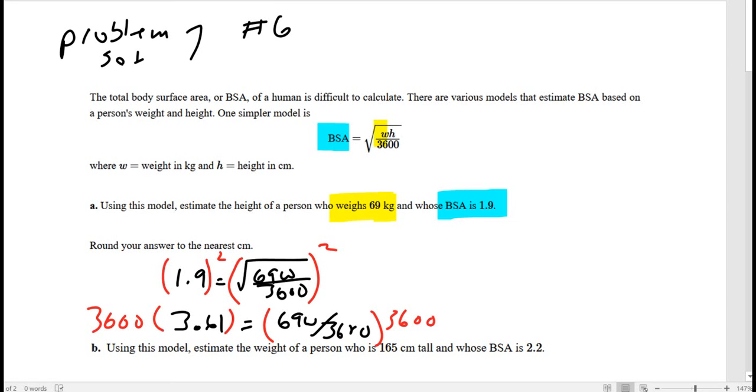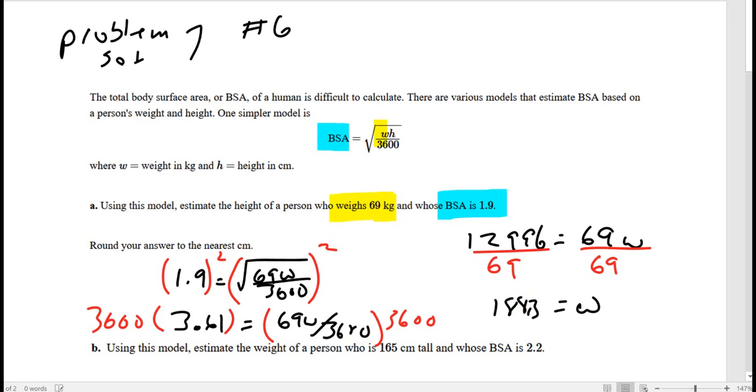So if we multiply that by 3600, we're going to wind up with 12,996 equals 69W. And the last step to get W by itself is we'll divide both sides by 69. And then the weight is going to be 188.3. And to the nearest centimeter, that would just be 188 centimeters.